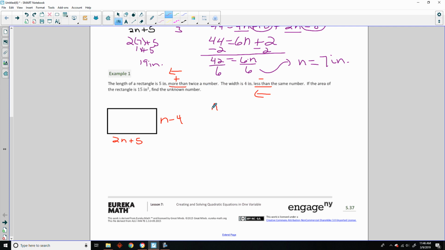So we write a formula. Area of a rectangle is length times width. So area equals, actually, we can start substituting. Area is 15 equals the length, 2n plus 5, times the width, n minus 4.